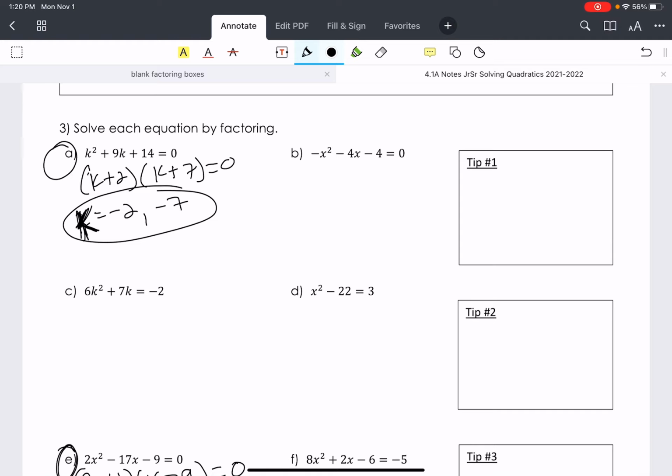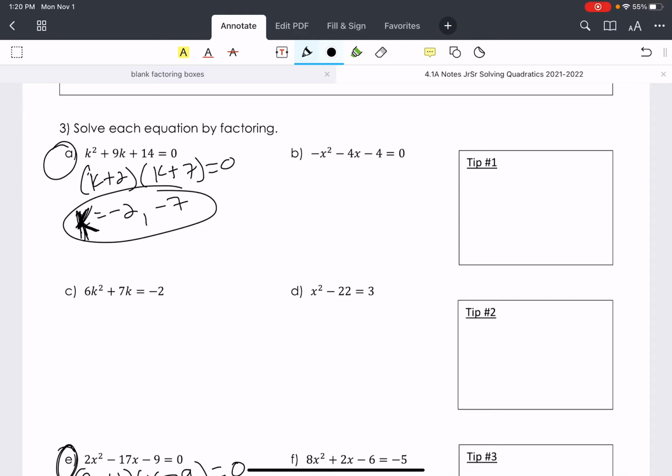Can I write my answers like that? No, because eventually we will be graphing, and so you have to make sure you can tell the difference between a k equals and a coordinate point. That's a good question. All right, guys, listen, quiet, please.